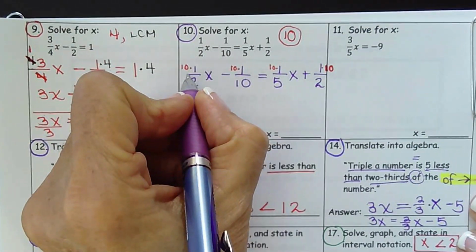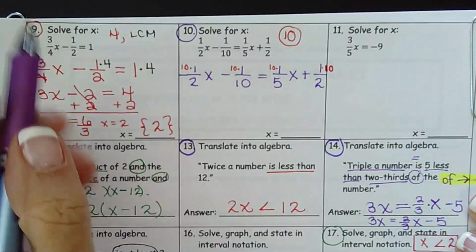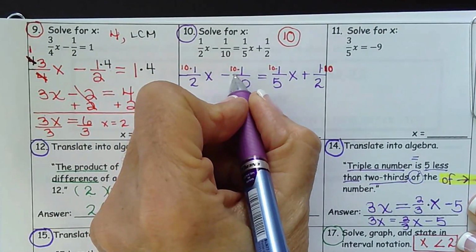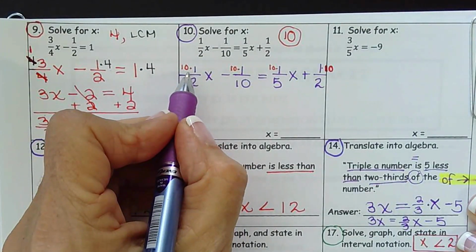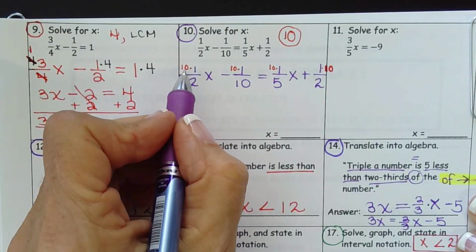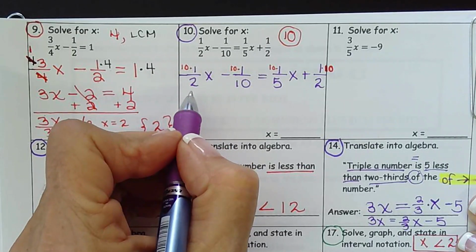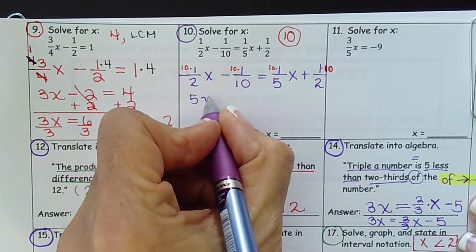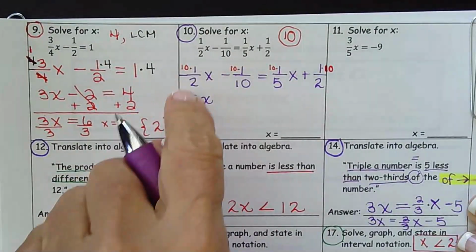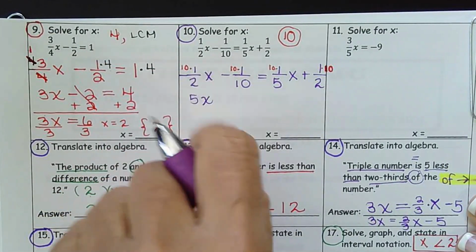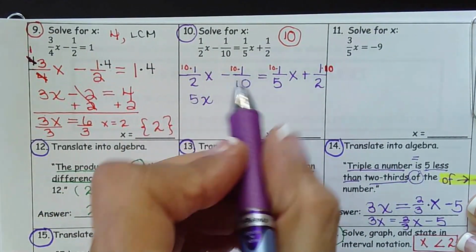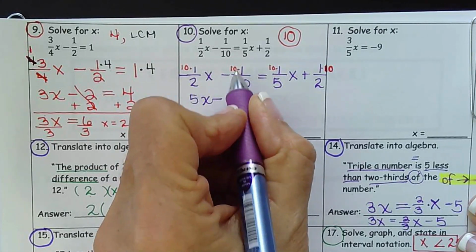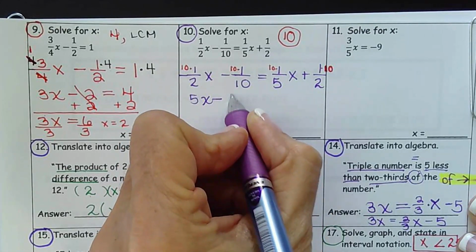When we were doing this in lesson 3, I said to make a little longer line and just think of it as a multiplication then a division problem. 10 times 1 is 10, divided by 2 is 5. And don't lose your x. I see that happen a lot. Students get so focused on this, they forget. Minus 10 times 1 is 10, divided by 10 is just 1.